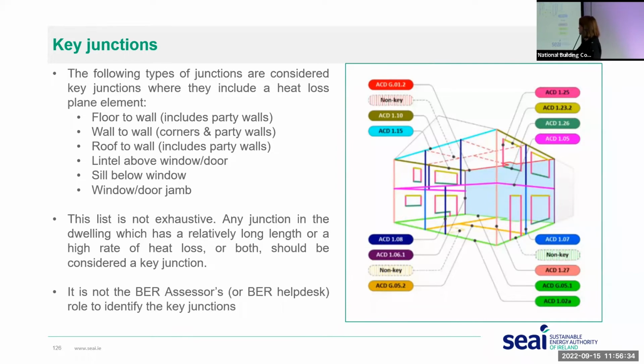In the technical guidance document, reference is made to key junctions. The guidance that we've given to BER assessors is set out in our DEAP guidance document, and it states that the following types of junctions are considered key junctions where they include a heat loss plane element. So that's floor to wall junctions, wall to wall, basically all of the junctions covered in the ACDs. The list is not exhaustive. Any junction in the dwelling that has a relatively long length or a high rate of heat loss, or both, should be considered a key junction, and they would typically impact on the Y value calculation.